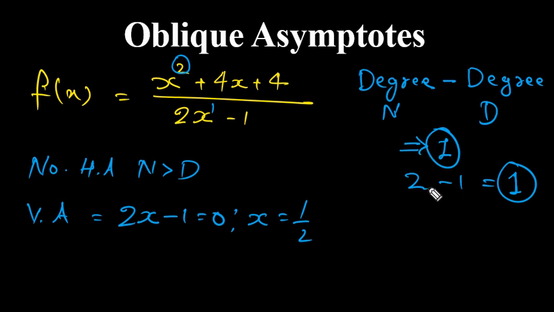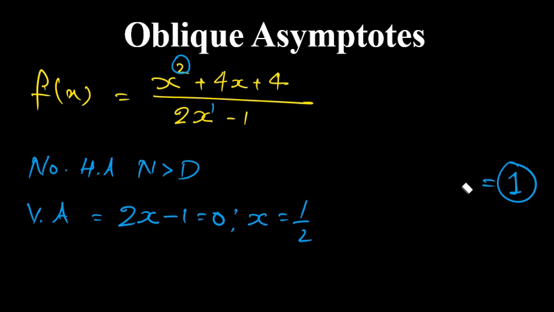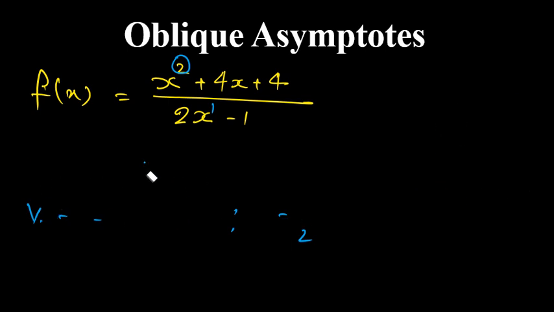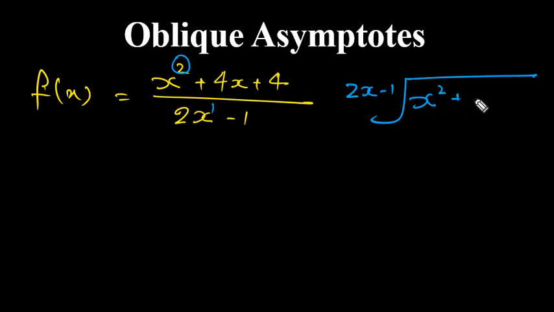Okay, now the second step. You have already found the horizontal and vertical asymptotes, and you checked all the criteria. Now let's proceed with the oblique asymptote. How do we do that? To do that, you need to use the long division method. You must have studied that. So 2x minus 1, long division, divide into x square plus 4x plus 4.